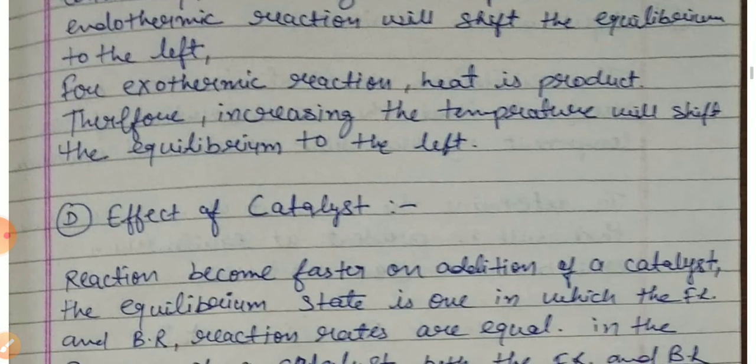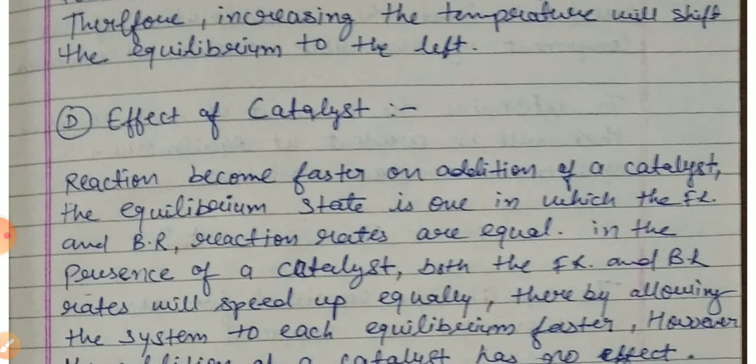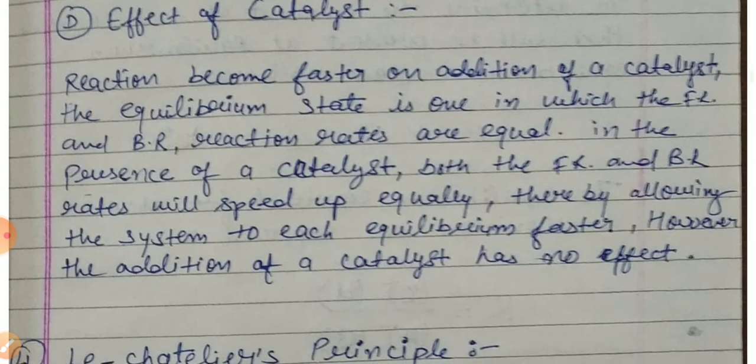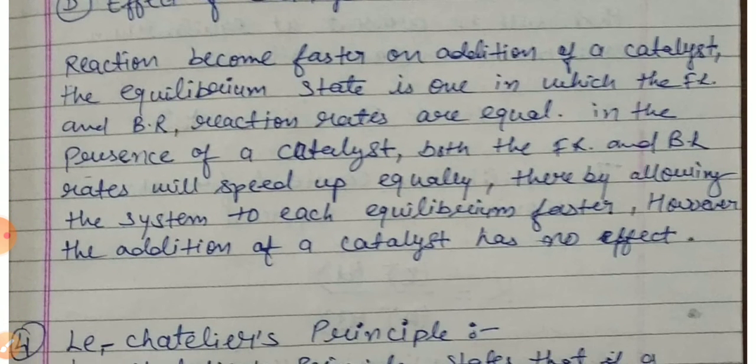Okay, so next is the effect of a catalyst. A catalyst present in any kind of reaction will change the rate of reaction, but it will not affect the equilibrium. It will make the reaction faster. The equilibrium state is one in which the forward and backward reaction rates are equal. So in the presence of a catalyst, both forward and backward reactions speed up equally, thereby allowing the system to reach equilibrium faster. However, the addition of a catalyst has no effect on the equilibrium.